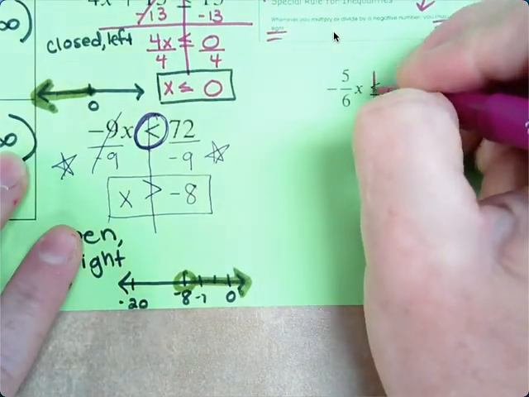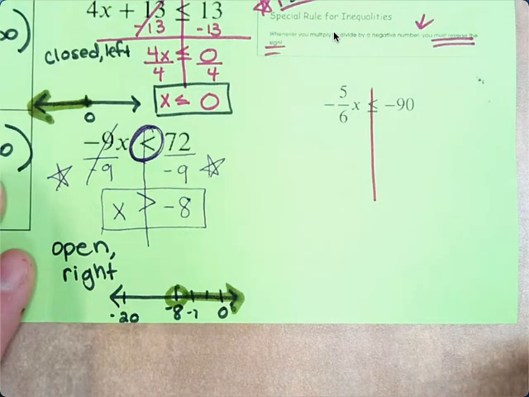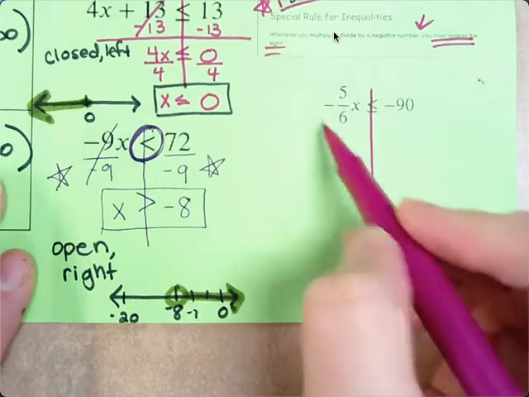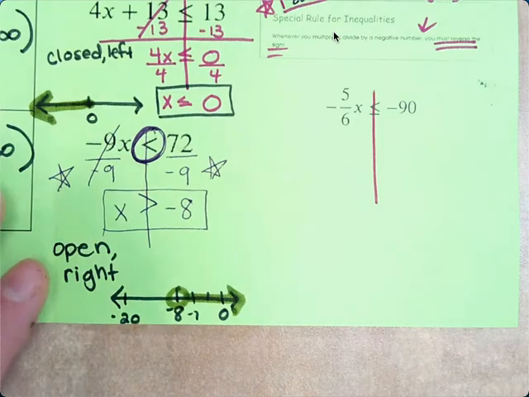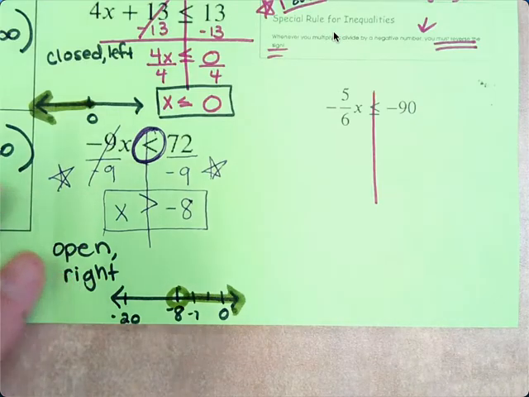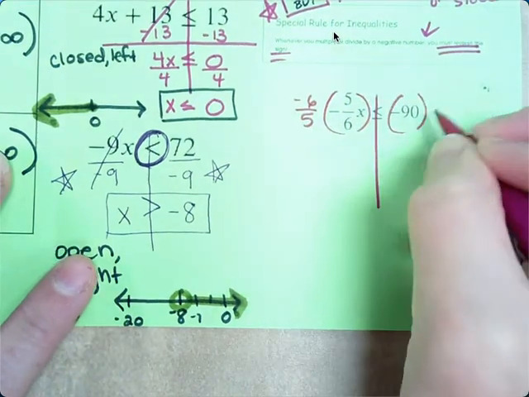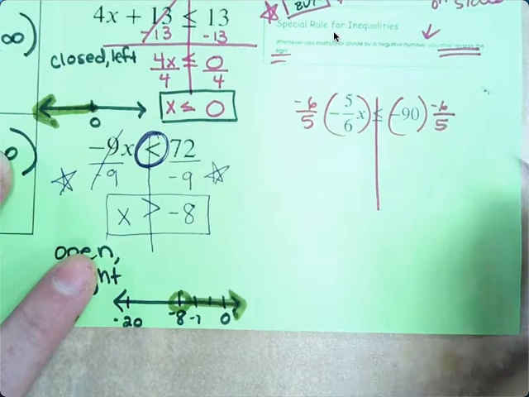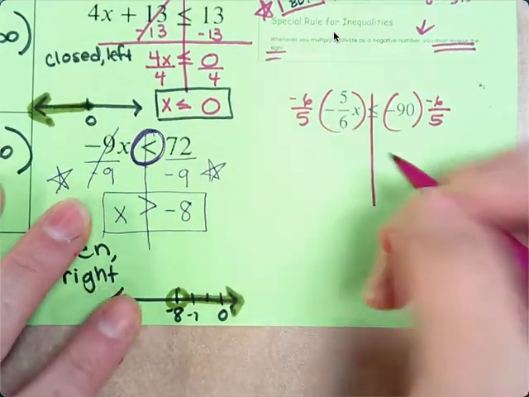The last example. -5/6x is less than or equal to -90. How do I get rid of this -5/6? -6/5. So we can multiply by the reciprocal, -6/5. Because then they would cancel. It'd be -30/-30, which gives us x.